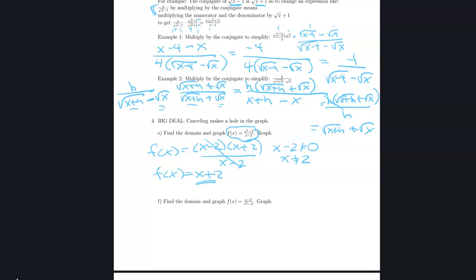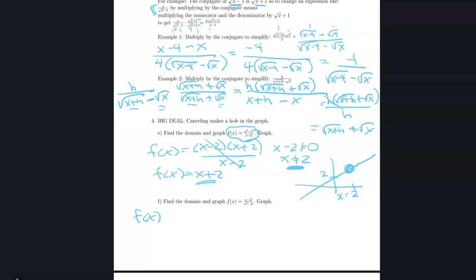I know this is a line, y equal x plus 2, so crosses here at 2. So when x is 2, right, that's where x is. When x is 2, you have to make a hole. So there's the hole. So there's a hole in the graph when you cancel. So let's do this one.